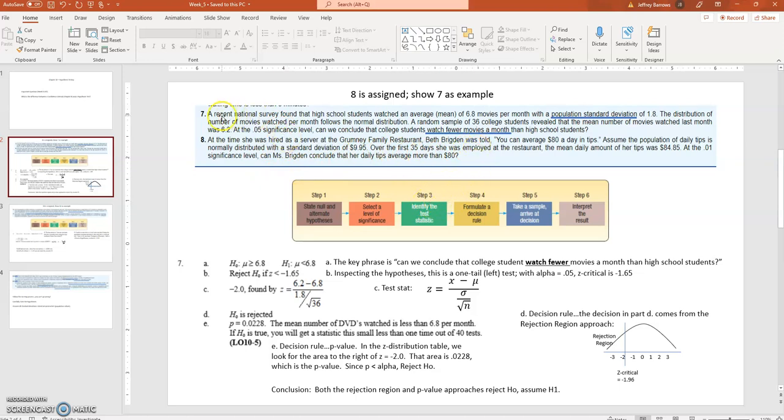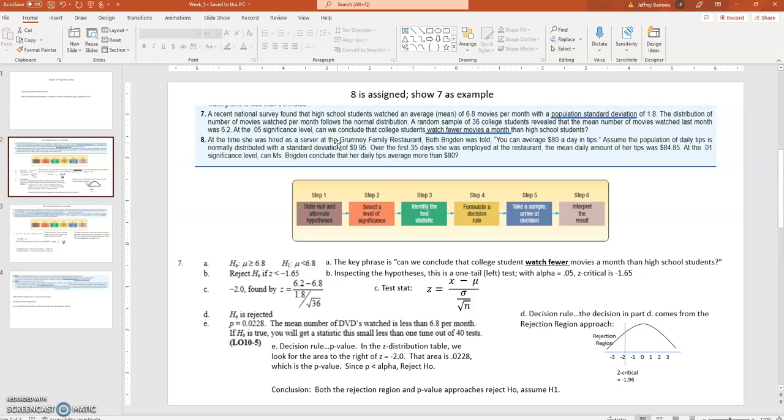So let's see, a recent national survey found that high school students watched an average of 6.8 movies per month, with a population standard deviation of 1.8. That would be movies as well. The distribution of number of movies watched per month follows a normal distribution. A random sample of 36 college students revealed that the number of movies watched last month was 6.2. At the 0.05 significance level, can we conclude that college students watch fewer movies a month than high school students?